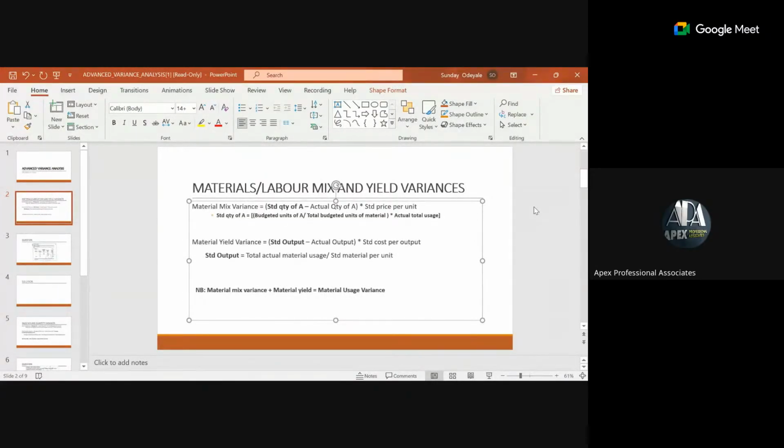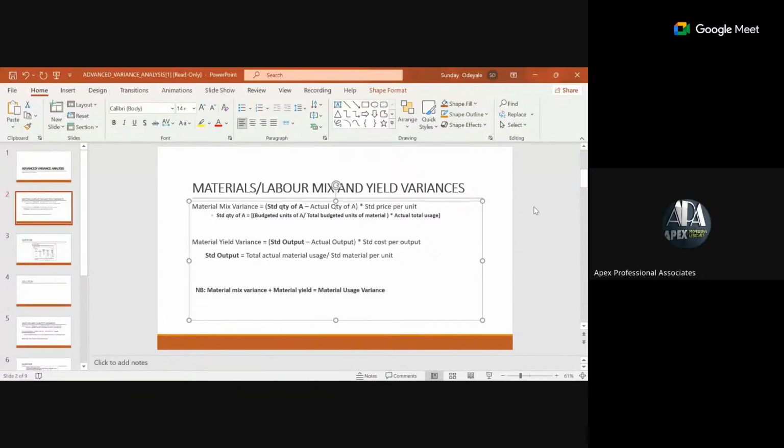Sometimes you might put in 10 kg and at the end of the day you come out with 9 kg, or you might put in 10 kg and get just 9 breads, or you might put in that same 10 kg and get 12 breads. So now there's a difference between your standard output, which is what you are supposed to get, and what you eventually get. That difference is what we call the yield variance. So standard output minus actual output, then multiplied by the standard cost per output.